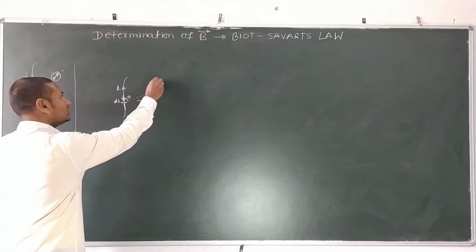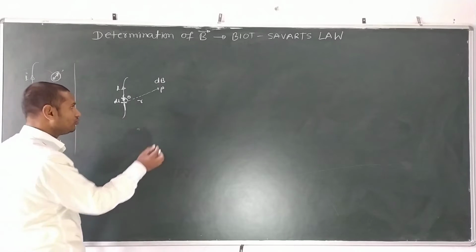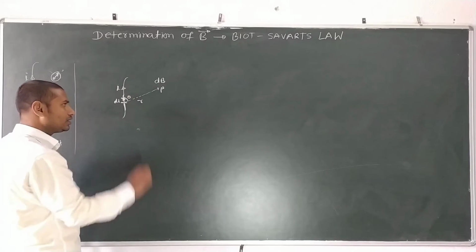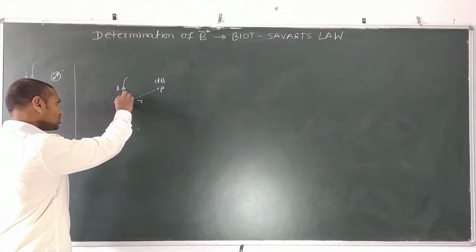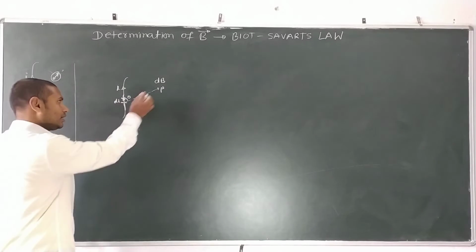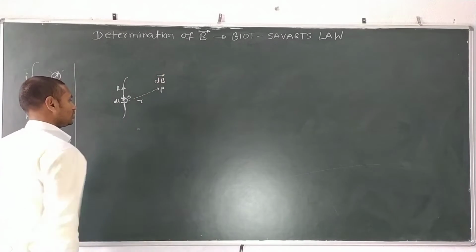This magnetic field is denoted by dB. A small amount of magnetic field will be there for the length dl. The length dl having a current I, and due to this length dl there is a magnetic field of a small amount, that is dB. dB is also a vector quantity.